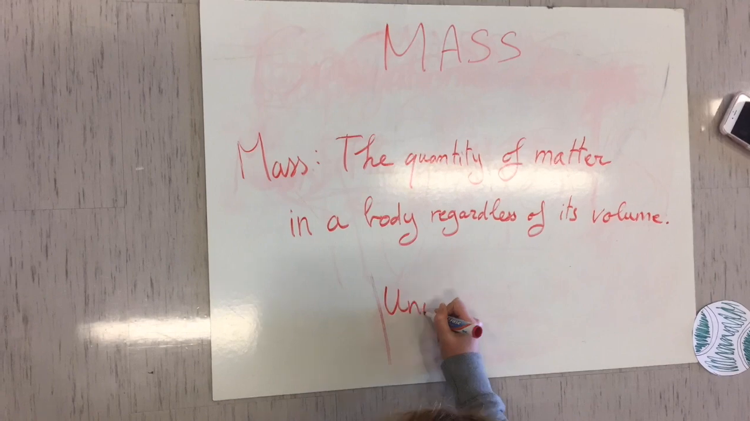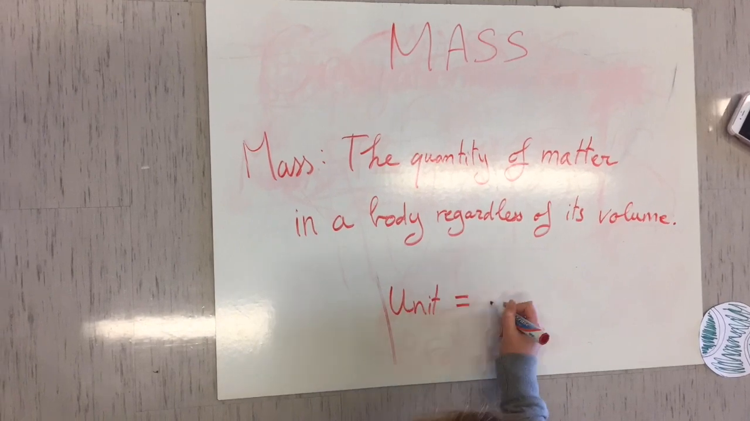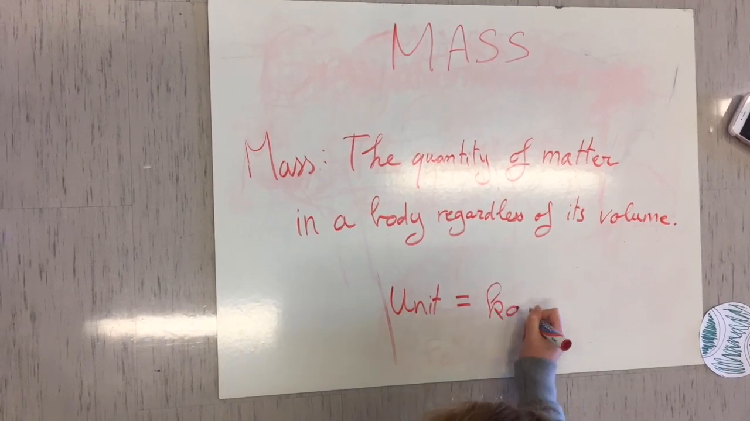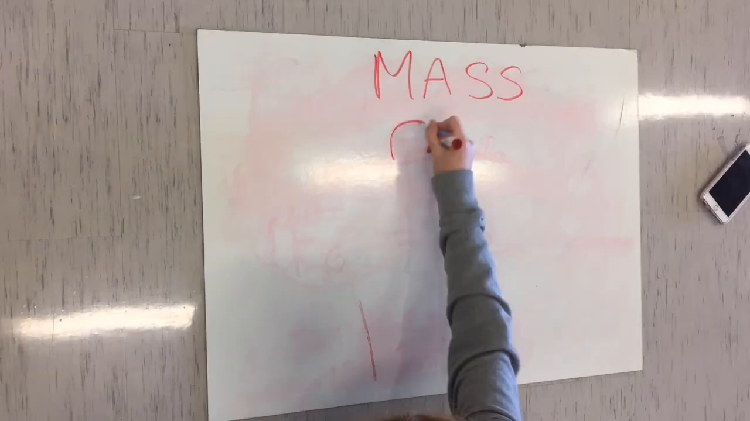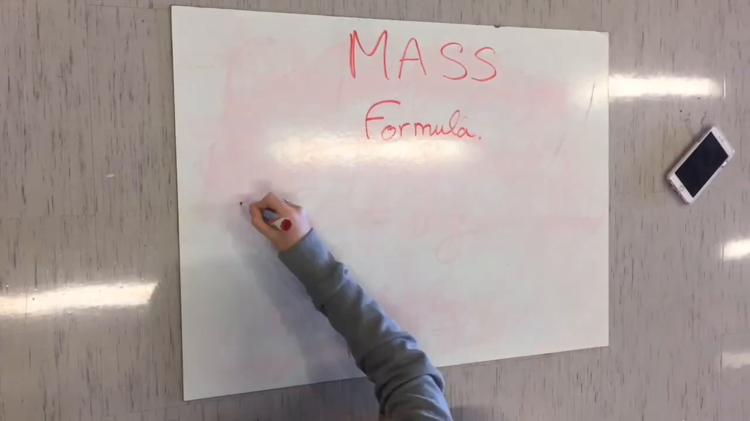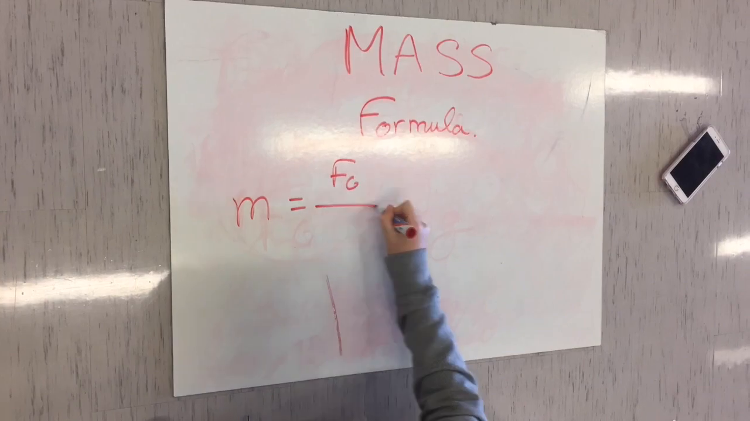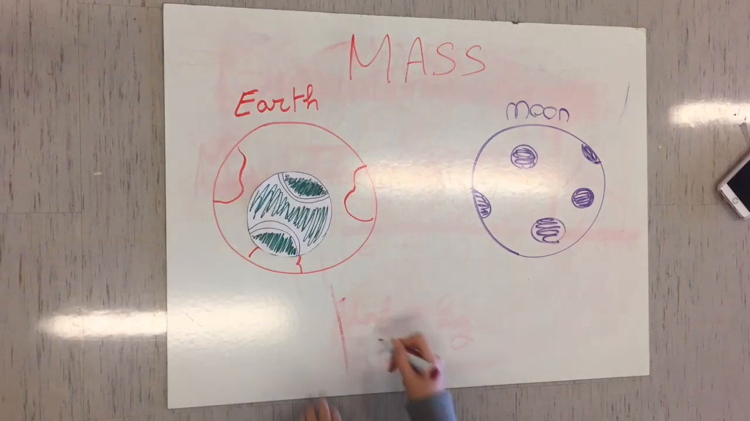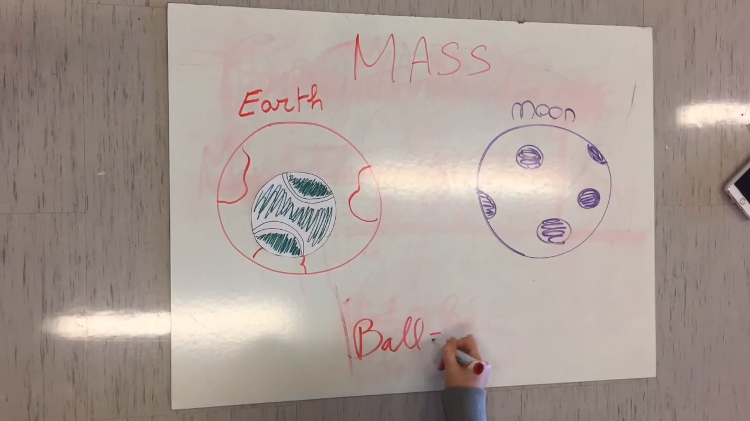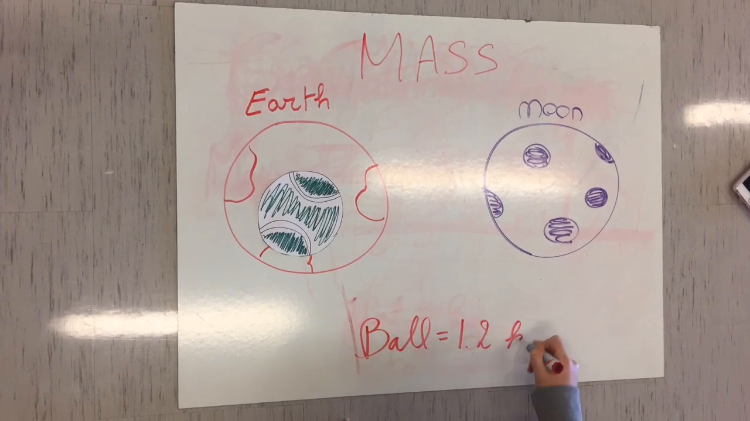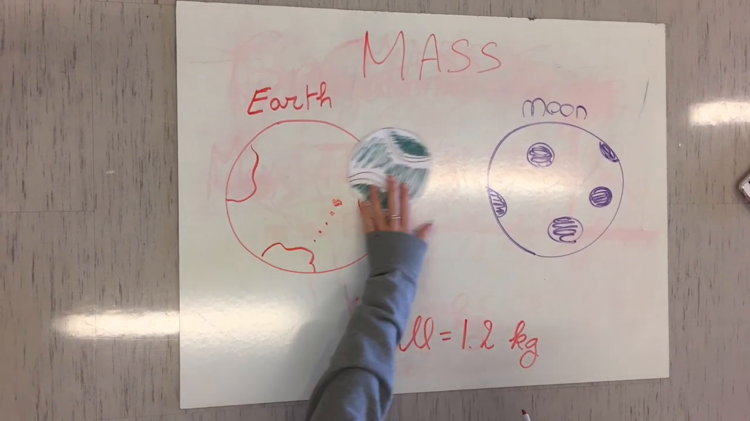Now we're going to talk about mass. Mass is the quantity of matter in a body regardless of its volume. The unit of mass is the kilogram. The mass formula is m equals Fg over little g. If the mass of the ball is 1.2 kilograms, its mass is going to be the same on Earth and somewhere else.